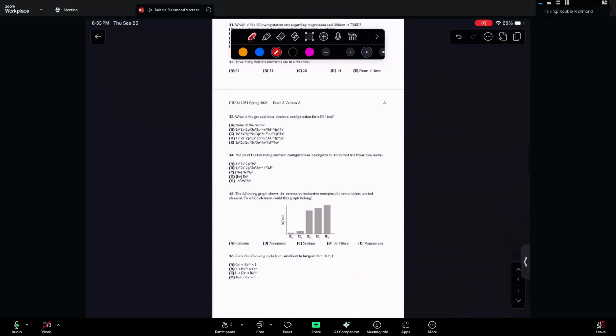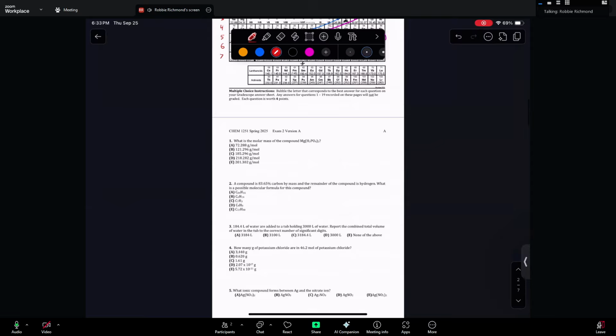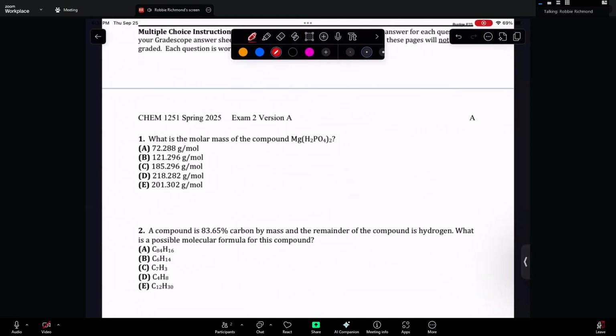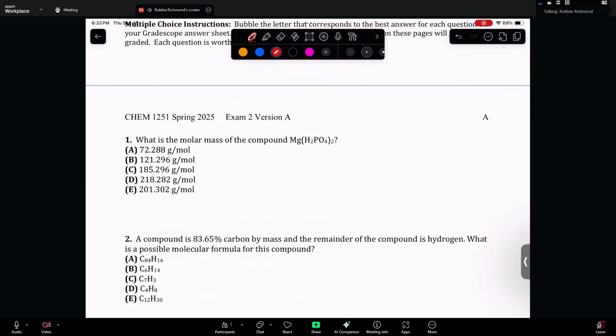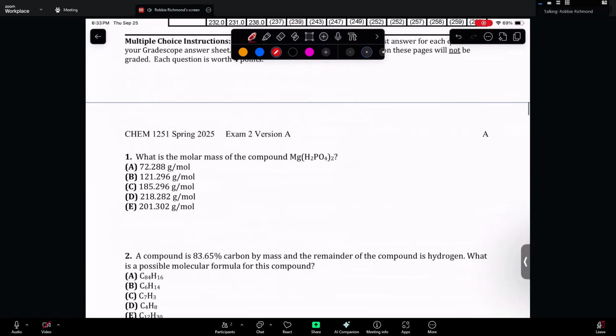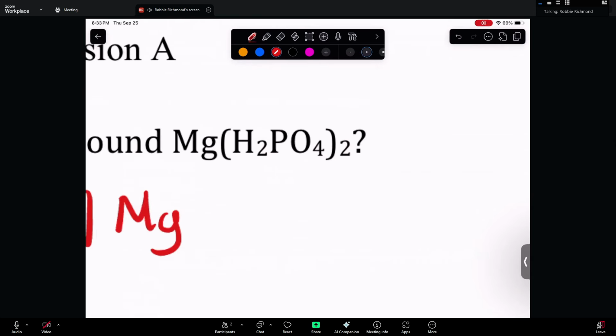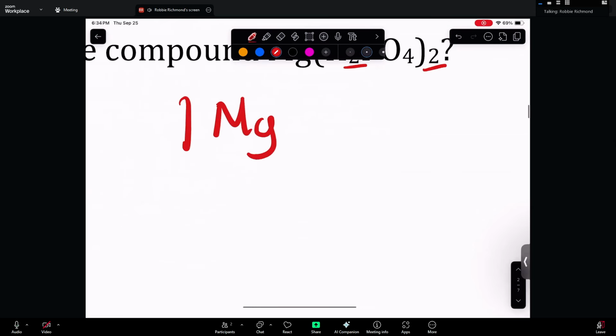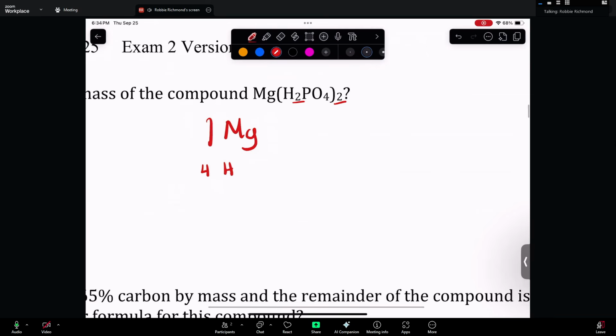All right, now we just solved all of our free response questions. Let's dive into the multiple choice. What is the molar mass of the compound of this? So to figure that out, we just take the molar masses of each element and multiply it by how much we have in that compound. So what do I mean by that? We have 1 magnesium. We have 4 hydrogens because it's multiplied by 2, because it's all around in parentheses. 2 phosphorus and 8 oxygens.